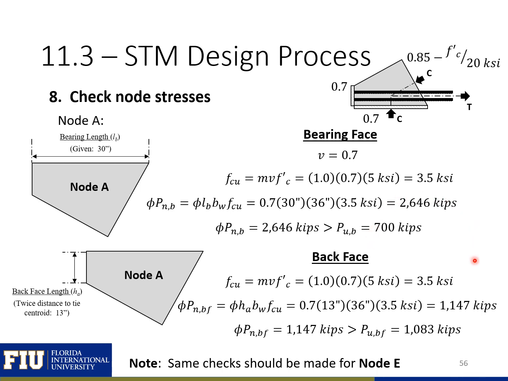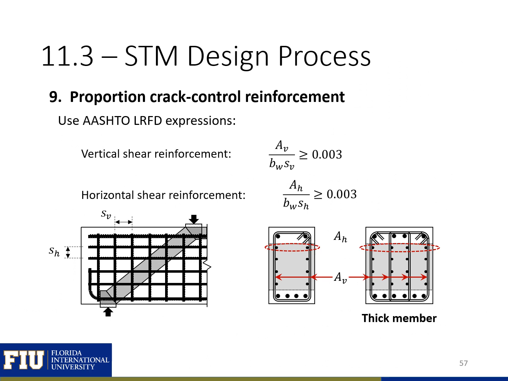We can then do the same checks for our node E. In an actual design, you need to check the stresses on all your nodes. For this example, we're going to assume that the stresses check in all the other nodes, just for simplicity. So the next thing that we need to do is proportion our crack control reinforcement.